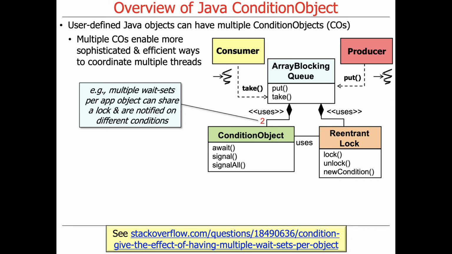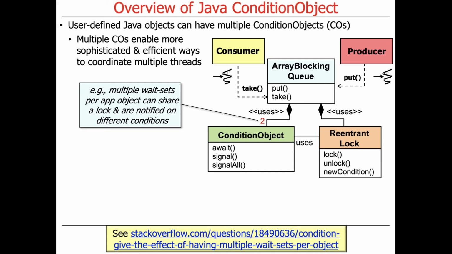And why this is important, and again, we will talk about this in much more detail here in just a bit, is that having multiple wait sets per application or user object that share a lock allows much more efficient notifications because you don't have to wake all the threads up. You only have to wake up the threads that are waiting for a particular condition to become true.